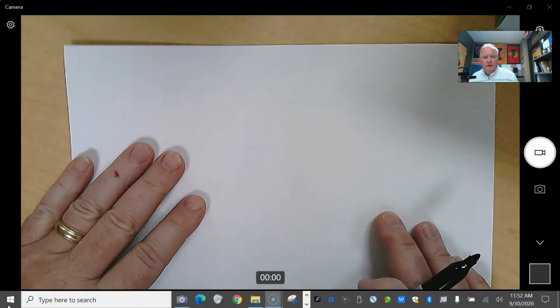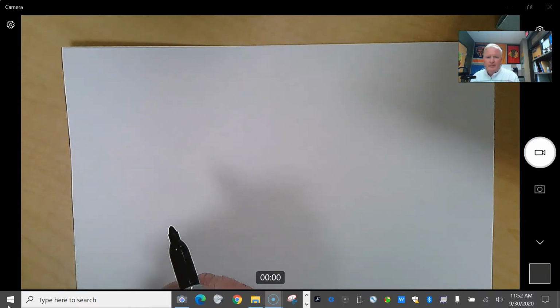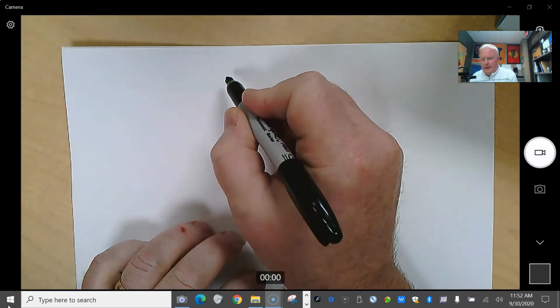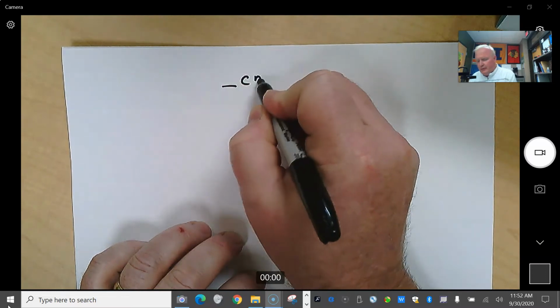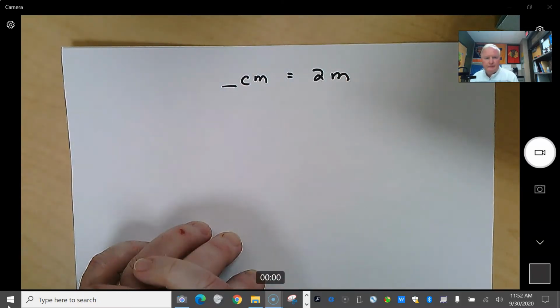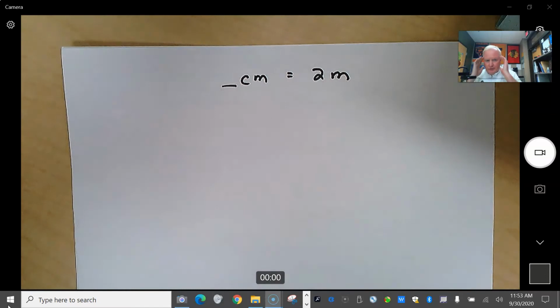Okay, let's do it in a way though that we know the answer. All right. So if we were to do a problem in the metric system and we'd say, all right, how many centimeters are there in 2 meters? Okay, and most of us know, at least, right, that there's 100 centimeters in 1 meter, so there should be 200. So how should we go about doing this if we don't know that answer?